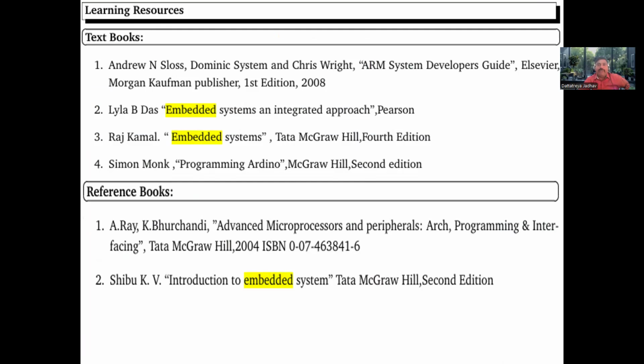Then the textbooks related with these parameters. I suggest Lyla B. Das, which is one of the books that covers all 5 units, that is Embedded Systems: An Integrated Approach, Pearson publication. And for reference books, you can go with Ray, that is Advanced Microprocessors and Peripherals. That is also a good book. It is a Tata McGraw-Hill publication. Also the second book is a good one: Introduction to Embedded Systems by Shibu K V, Tata McGraw-Hill. But Ray also gives some examples and descriptions related to that.